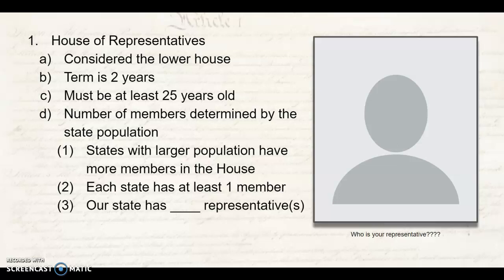And how many members do you think California has? Please pause the recording and go and find out. And I will see if it's filled in correctly on your paper.